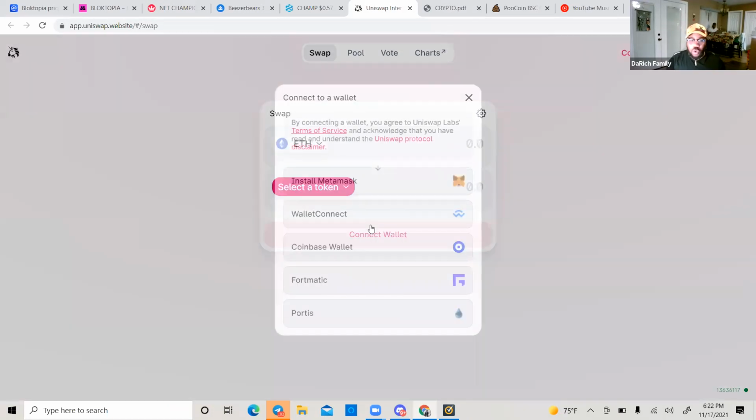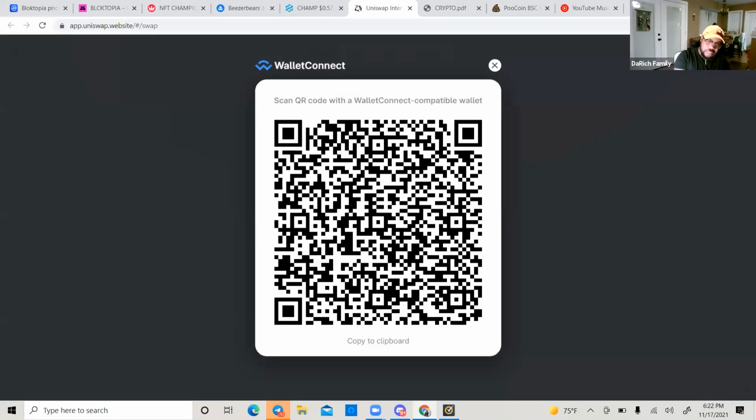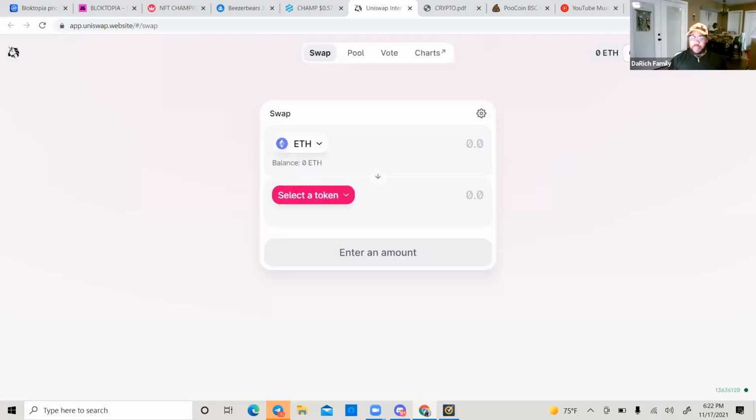You go here to connect wallet, WalletConnect, and then you go to your app, which is mine, Trust Wallet. Uniswap. Let me disconnect and then reconnect. Scan that QR code. And from here, it's going to put you in a position where you can swap out the coins and actually start making money from these in no time. Now you guys see here, this is my wallet address, okay?